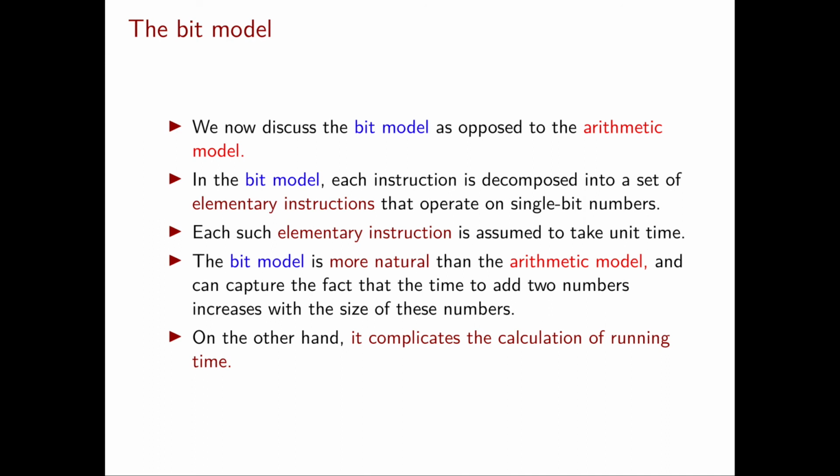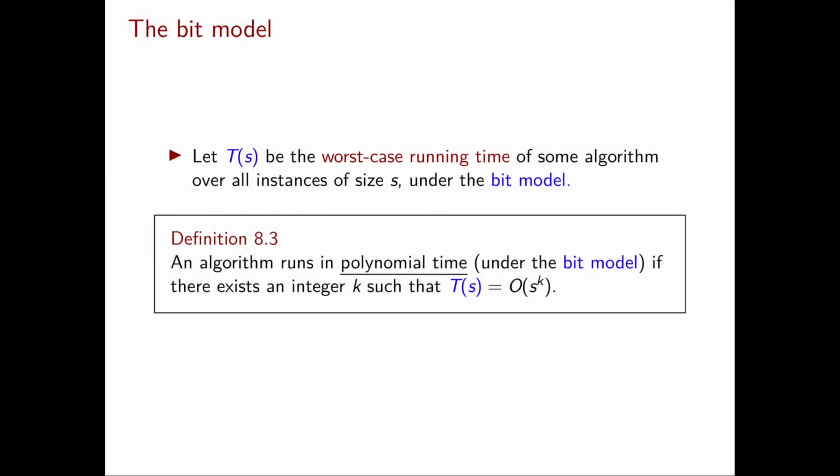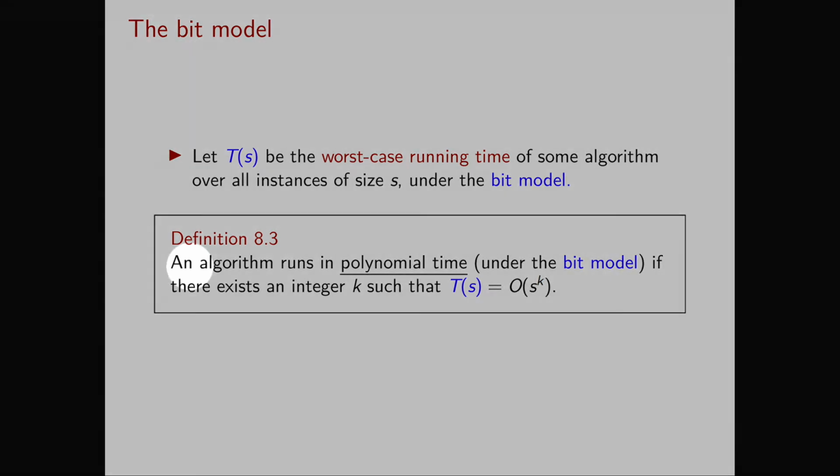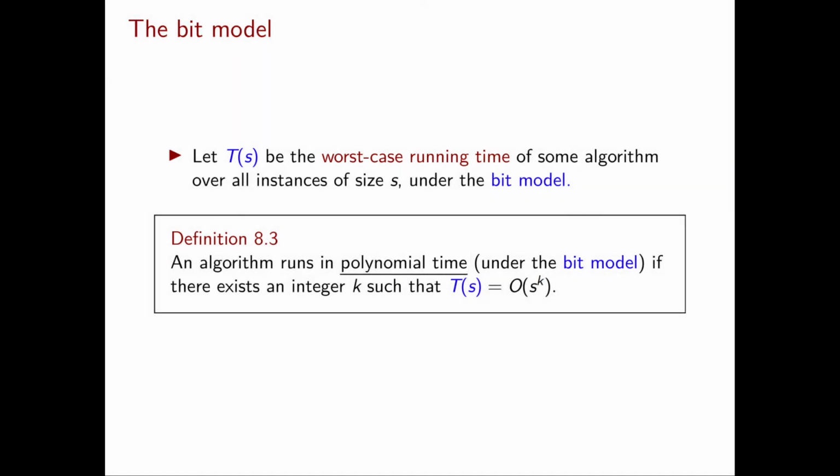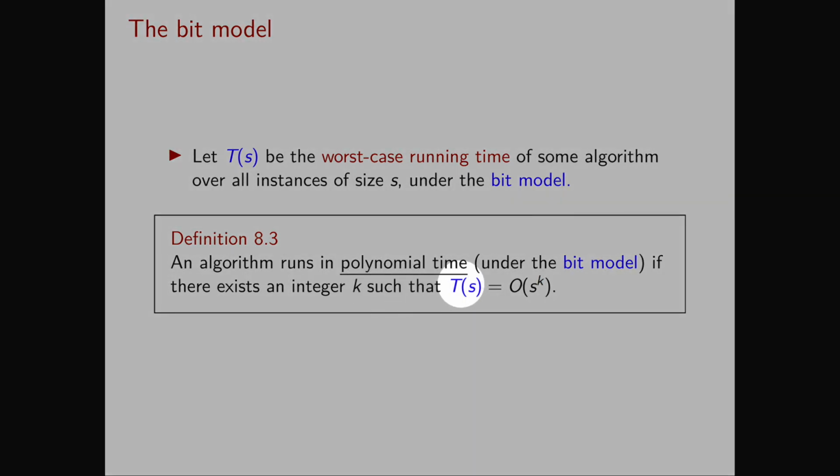The drawback is that now calculating the running time will be much more complicated because we need to keep track of the number of digits of the numbers that the algorithm computes. We are going to denote by T(S) the worst case running time of some algorithm over all instances of size S under the bit model. Now we can say that an algorithm runs in polynomial time under the bit model if there exists an integer k such that T(S) is O(S^k).